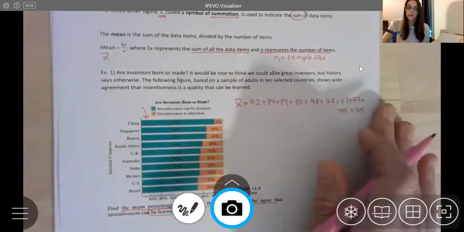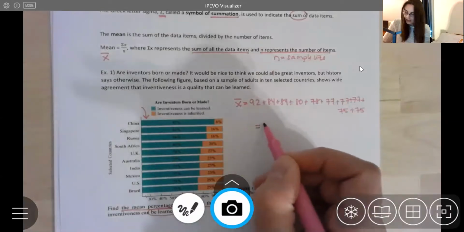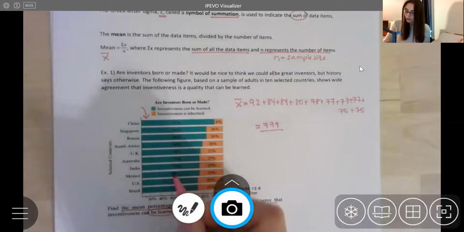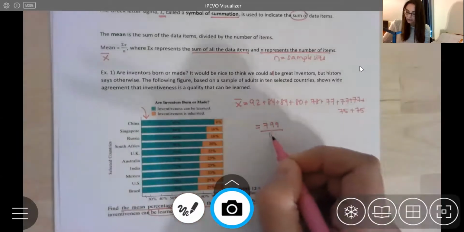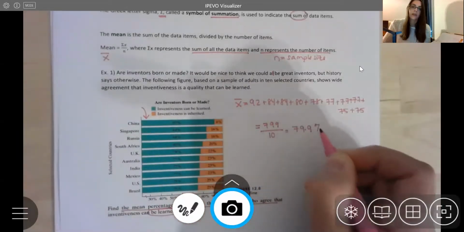So I'm going to take those values first. I'm going to add them all up, and I get 799. And then don't forget, you're going to divide by however many values you have. And I have 10 values here. So my answer is 79.9. And this was a percent.